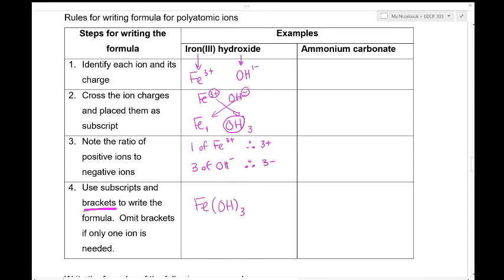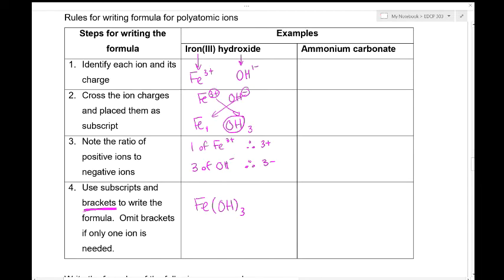OH3. With the bracket, it tells us that there are 3 O's and 3 H's. But if you end up writing this, that means there is only 1 O and 3 H's. So that would be wrong. So I'm going to erase that just so it doesn't confuse you.